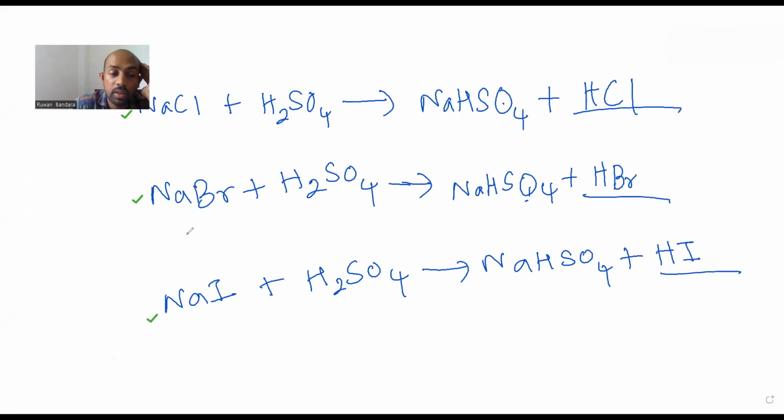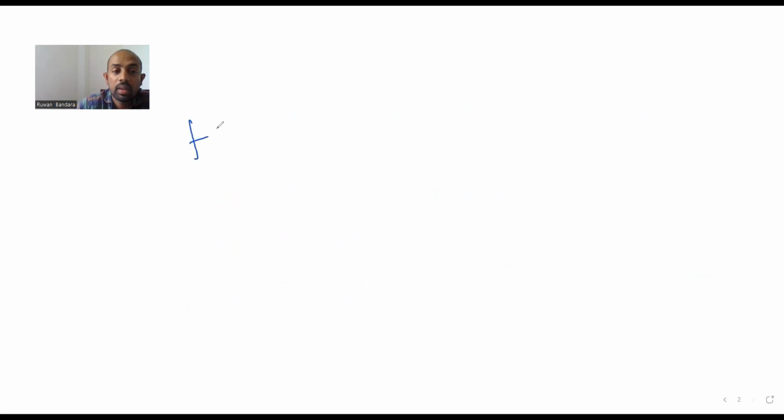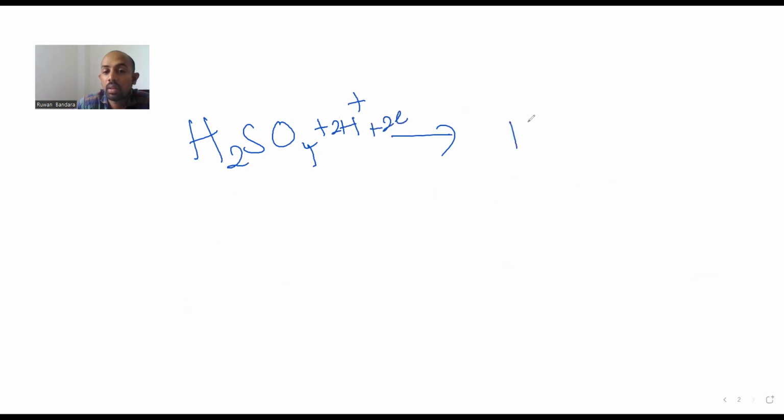Now with bromine, the produced HBr will then react with sulfuric acid. Right? So the reaction is this one: H2SO4 will be reduced, taking 2H+ and 2 electrons, giving H2O and SO2.